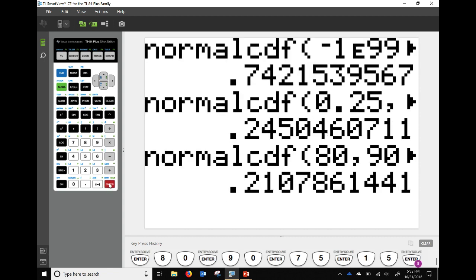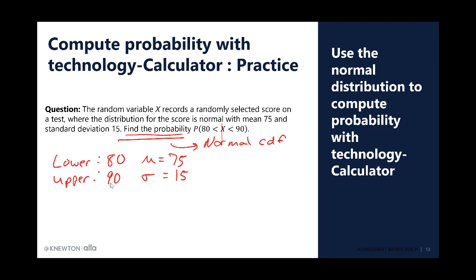Paste it, hit enter. There we go, 0.211 if we round to 3 decimal places. 0.211 is the answer. Okay, so what does that mean? That means that there's a 21% chance that a score is between 80 and 90 based off of that distribution there.